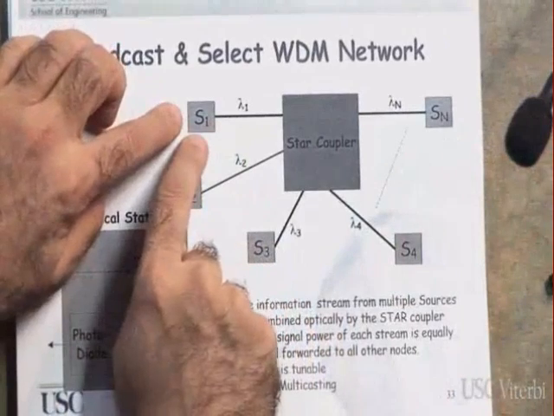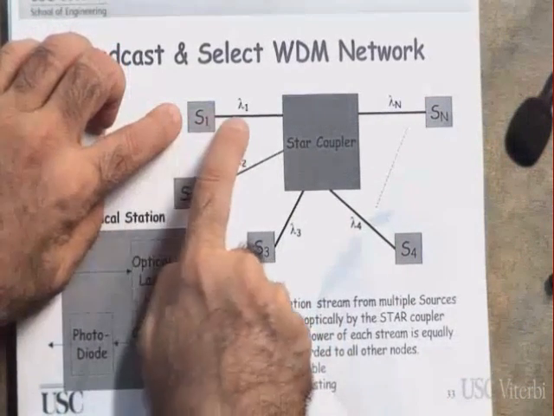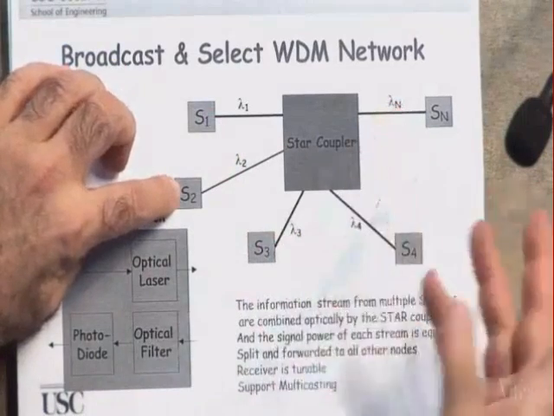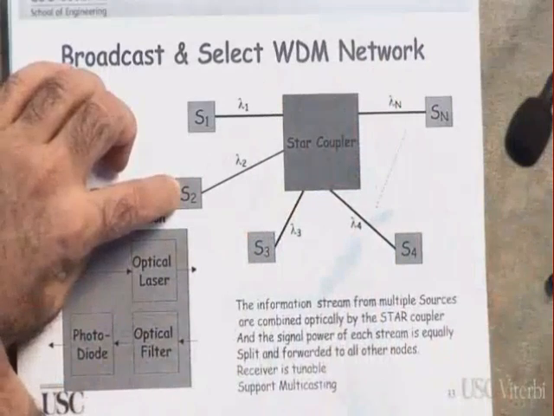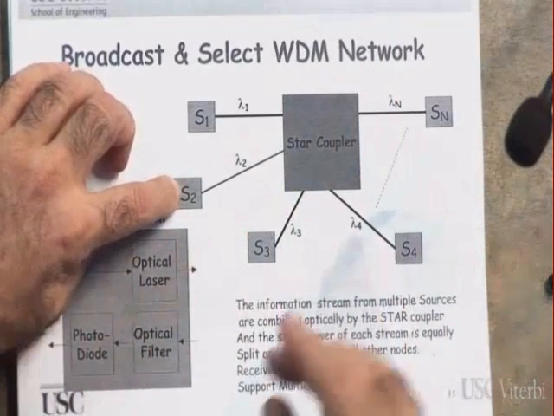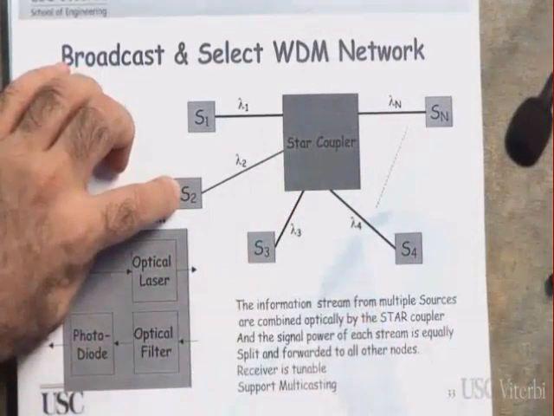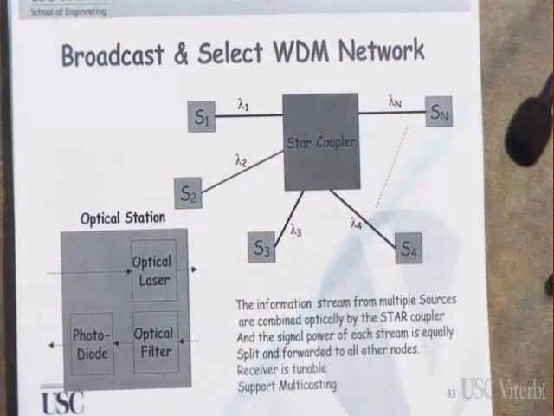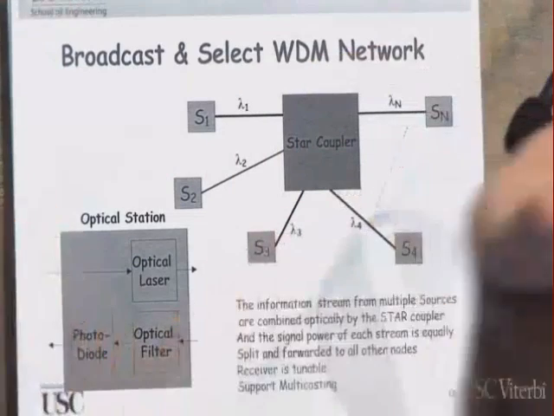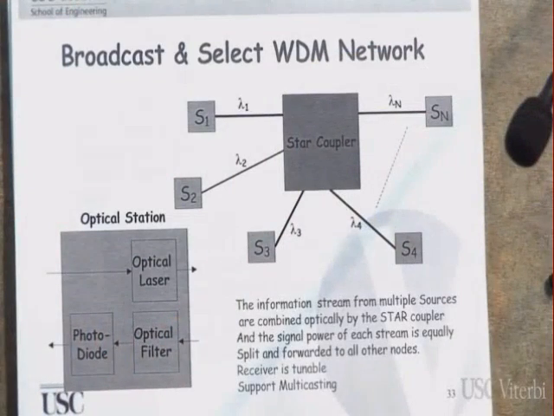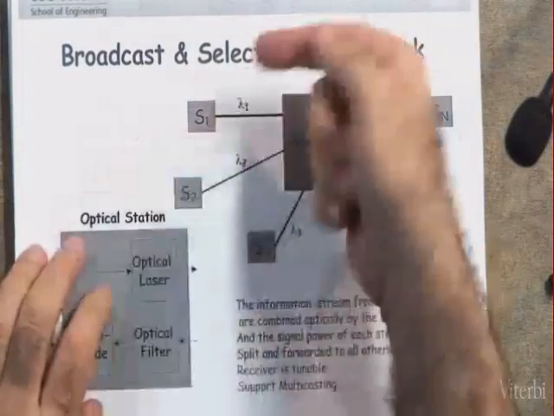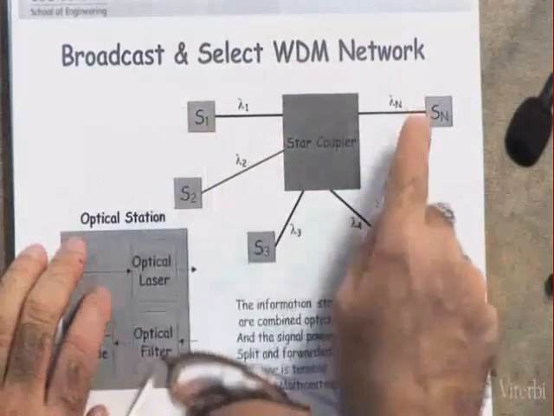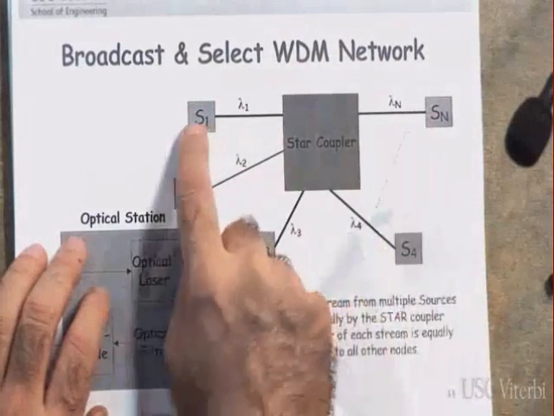What is this one sending? At what wavelength? Lambda 1, lambda 2, lambda 3, lambda 4, lambda n. Answer me the following question: will there be collision? No, there won't be any collision. What will the star coupler do? It will add them, combine them, split the power equally and send it to all of them.